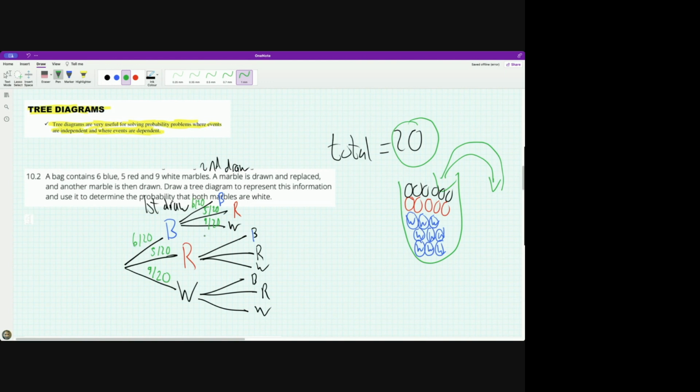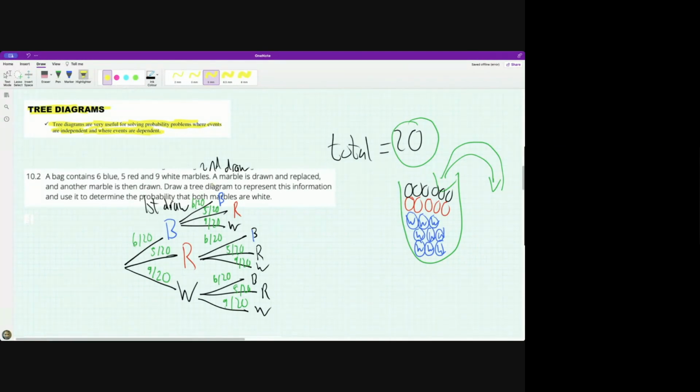So what I'm going to say is each of these branches, so let's just do the last one. Blue, 6 out of 20. Red is 5 out of 20. And then this last one is 9 out of 20. Now, all this is doing is describing me choosing twice from the hat, but with replacing.